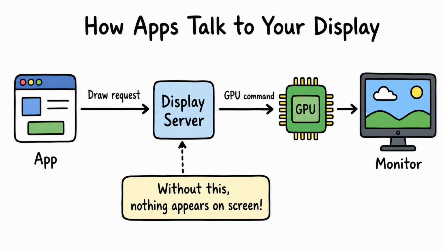Applications send requests to the display server: draw a window here, here's a button, render it. And the display server talks to the GPU and the monitor to make it happen. It's like a traffic controller between the apps and the physical screen. Without it, nothing appears on your monitor.